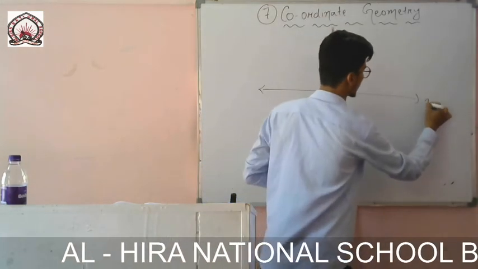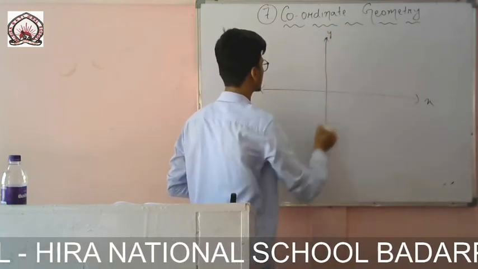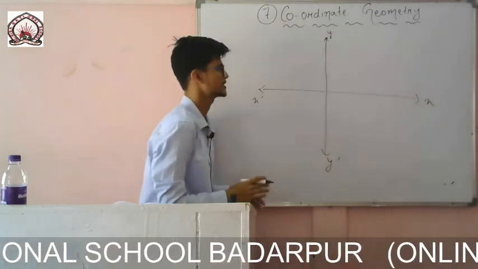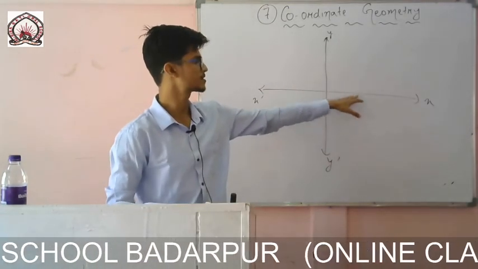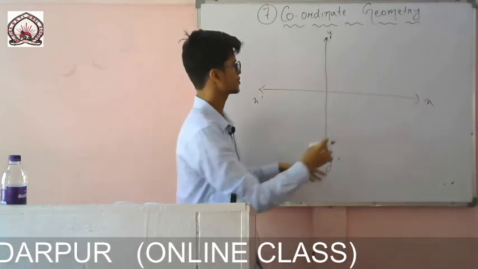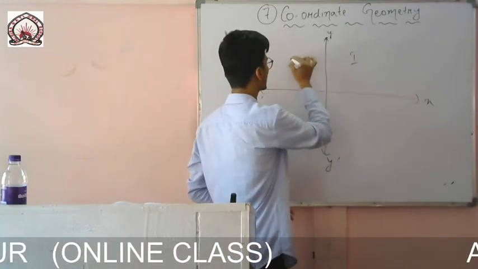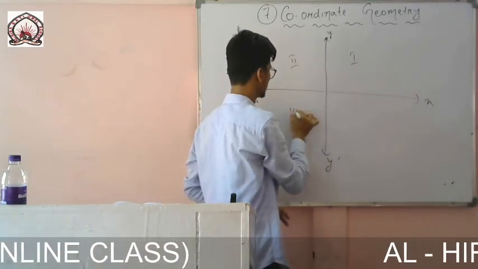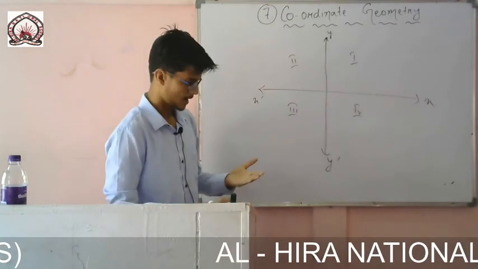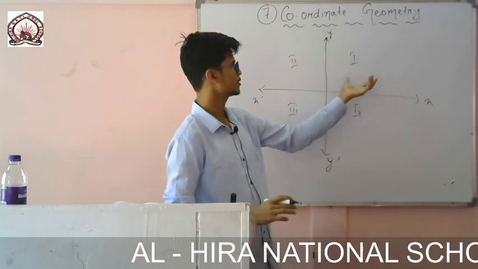this one is our x-axis, this one y-axis, this one x dash, this one y dash. So these are the axes, and the plane is divided into 4 equal parts. Each one is known as a quadrant. This is our first quadrant, this is second quadrant, this is third quadrant, this is fourth quadrant. And you know the sign of each and every quadrant.